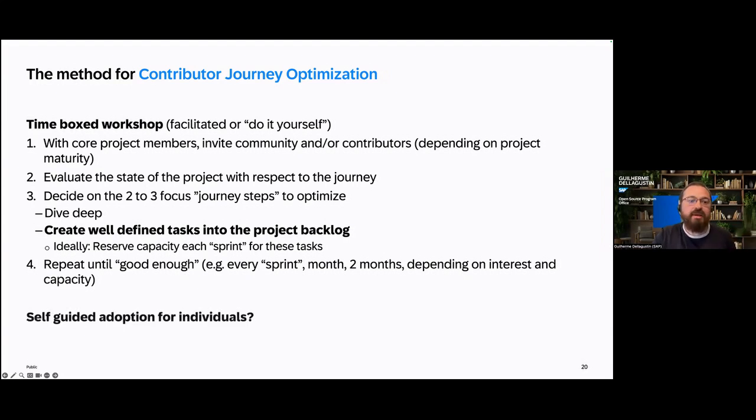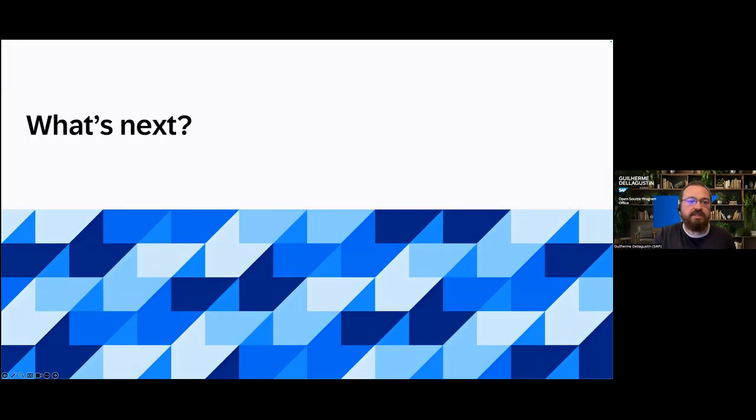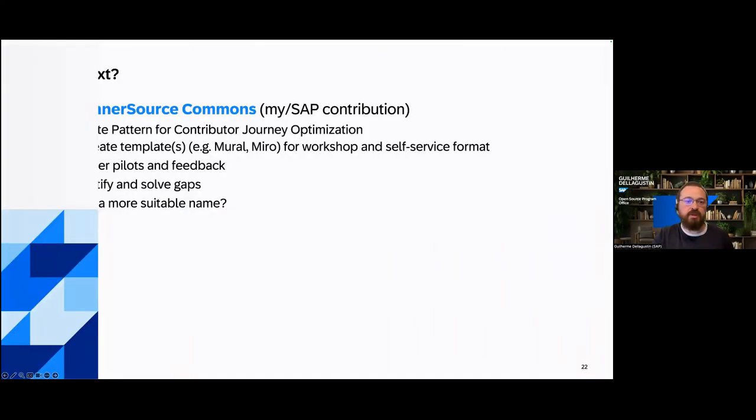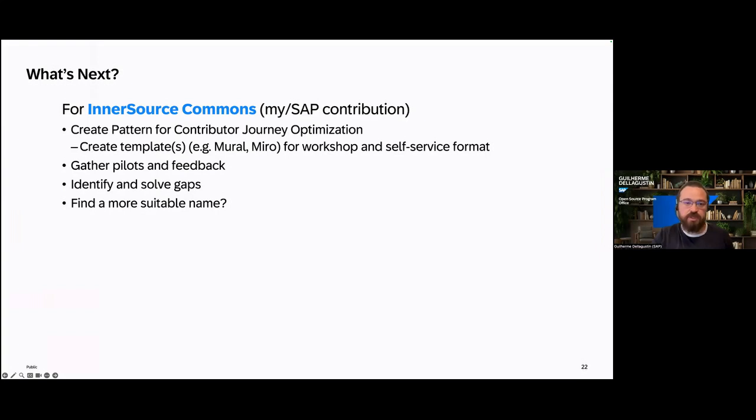Right? So what are the next steps here? I'd say for us in InnerSource Commons here, and this is something I am working on, so it's our contribution from SAP, is to create a pattern for contributor journey optimization. There is already a draft for that, but that was mainly generated by another peer that took the idea and generated it based on AI and large language models. So we need to revise it and adapt it so that it's actually usable.